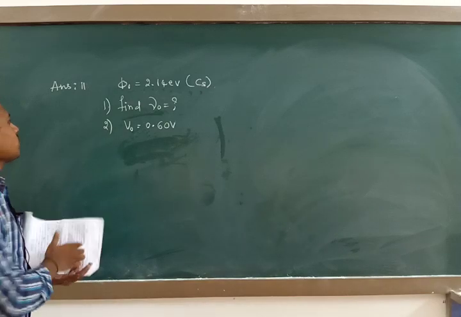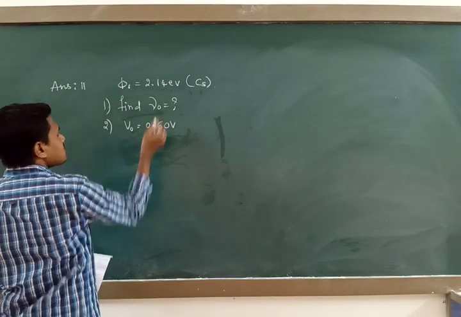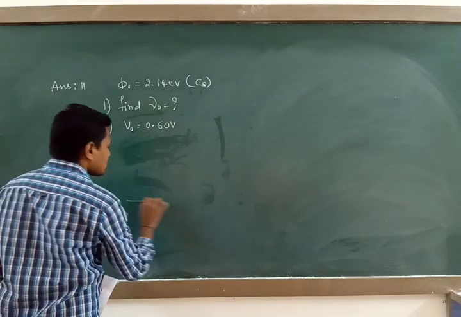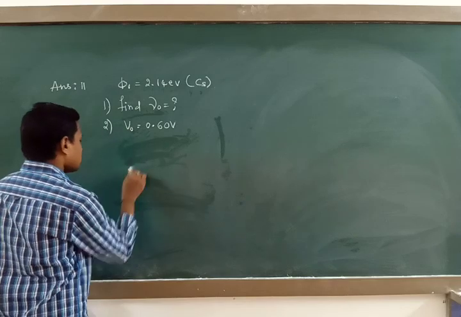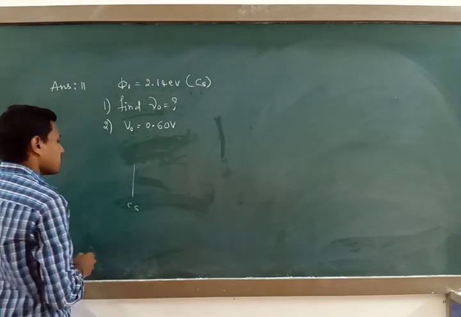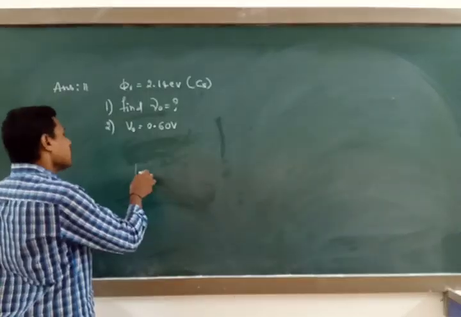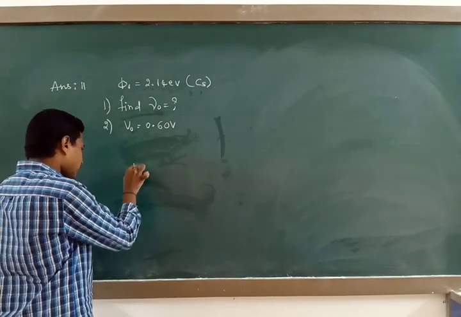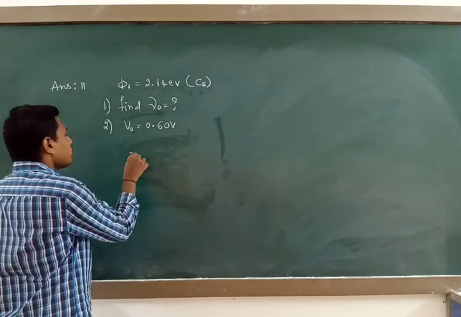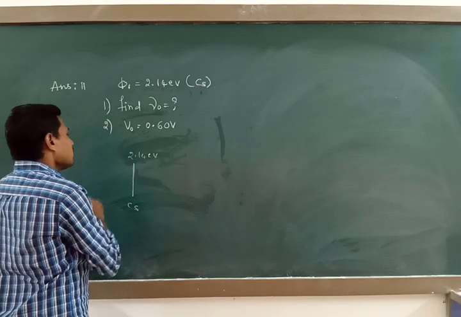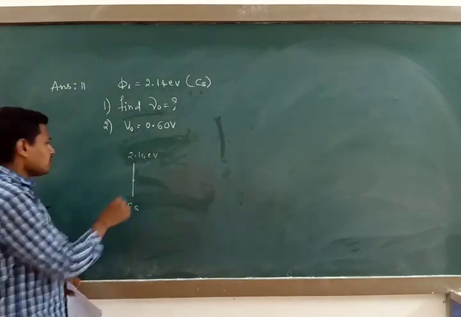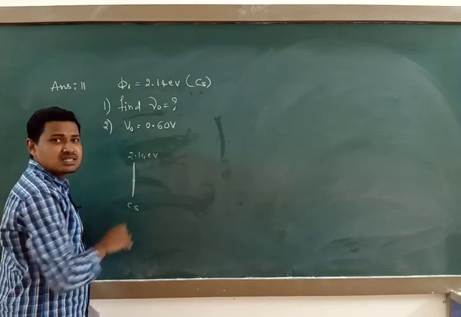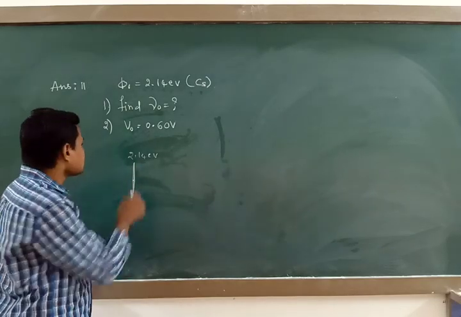That means, look at the first question: cesium metallic surface, there is a metallic surface of cesium. Suppose this cesium, let us take it like this. Okay, cesium metallic surface, photosensitive material. Suppose the work function of this is 2.14 electron volt, then what is the threshold frequency? That means what is the minimum frequency required to remove an electron from this surface? So that is nu naught.